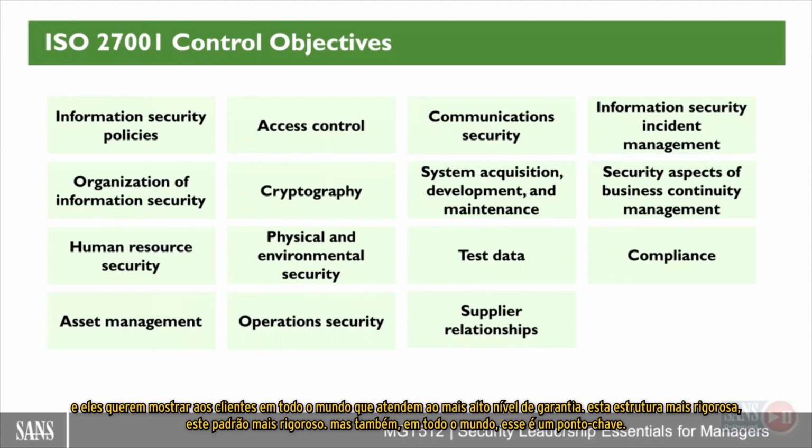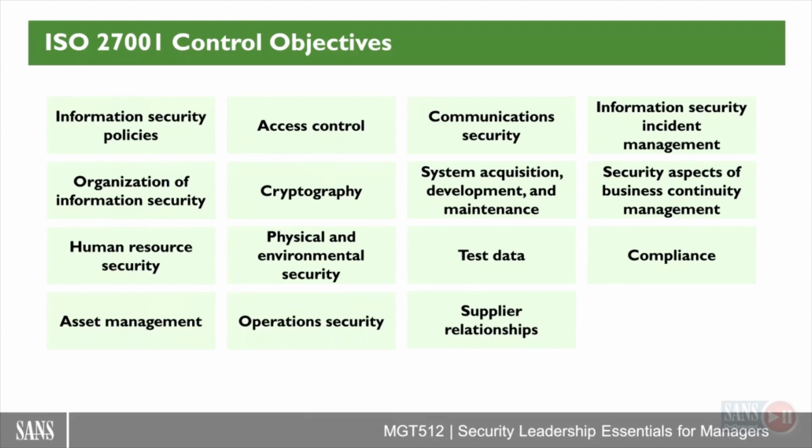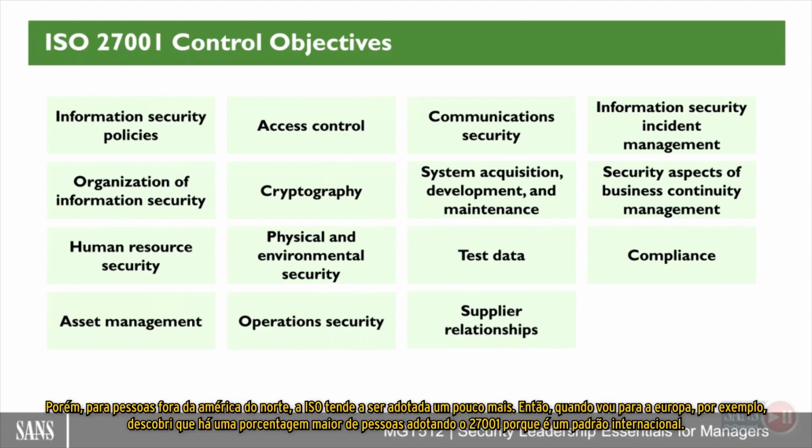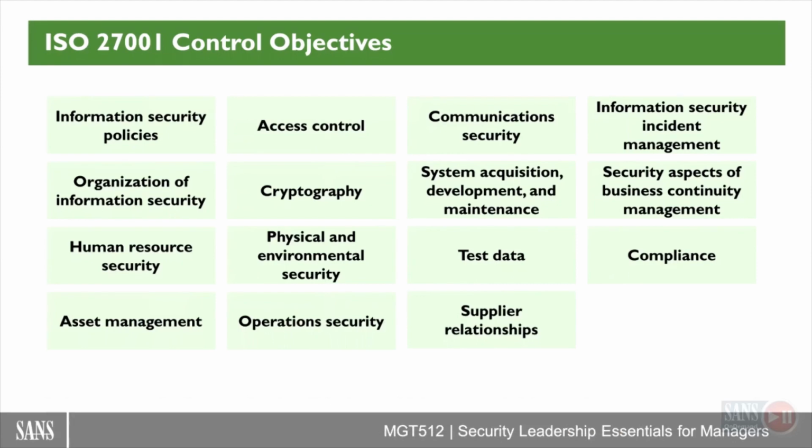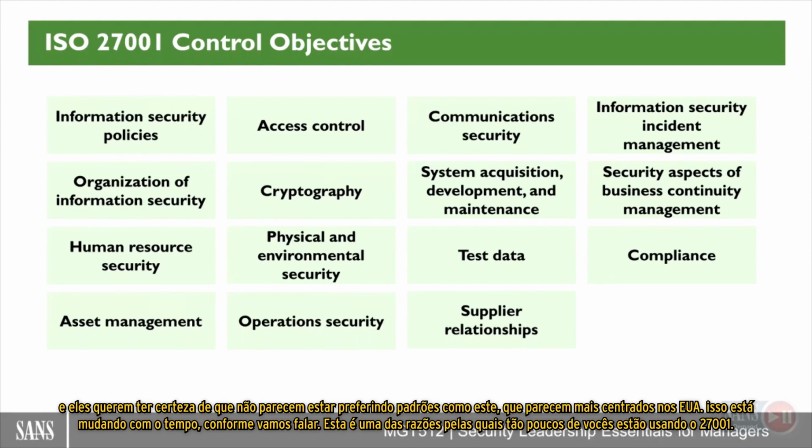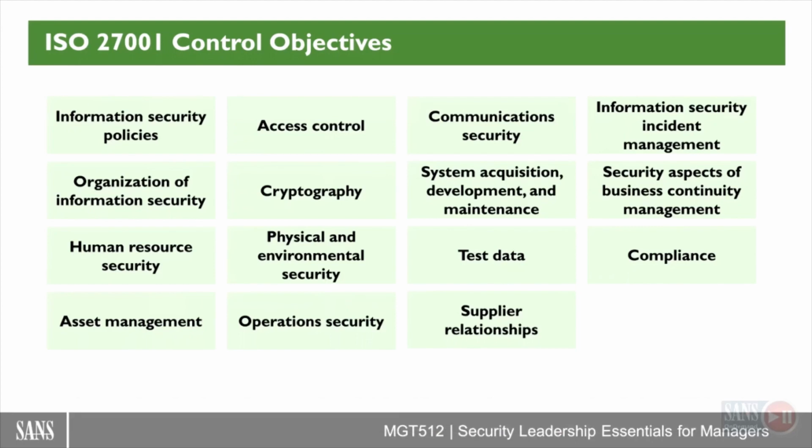But also, around the world, that's a key point, is people outside of North America, right? ISO tends to be adopted a little bit more. When I go to Europe, for example, I find that there's a higher percentage of people adopting 27001 because, one, it is an international standard, and they want to make sure that they don't seem to be preferring, right, standards like NIST that is seen to be more US-centric. Now, that is changing over time, as we're going to talk about. But this is one reason why I think so few of you are using 27001.